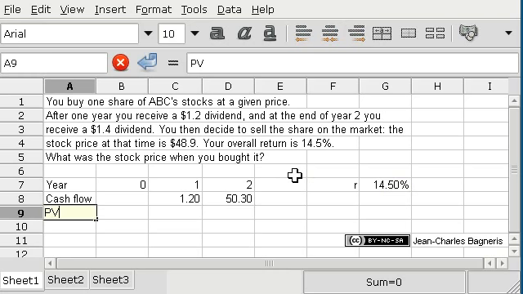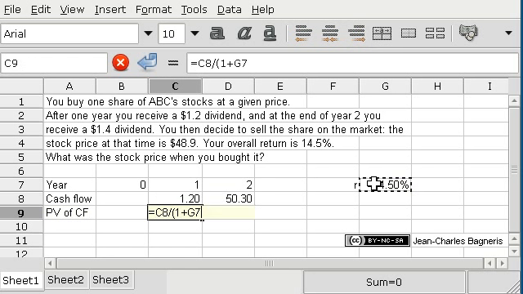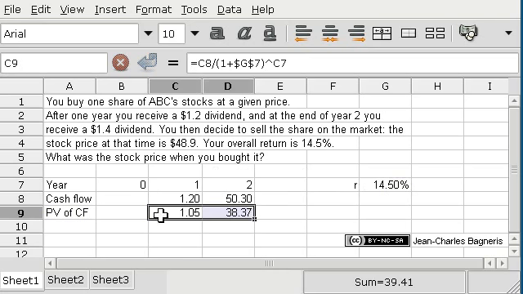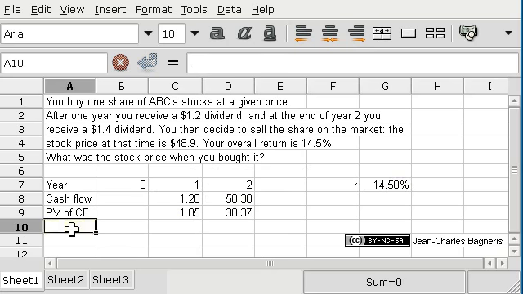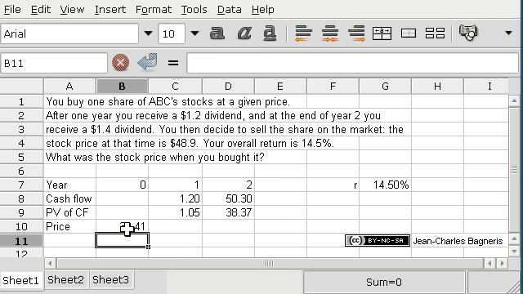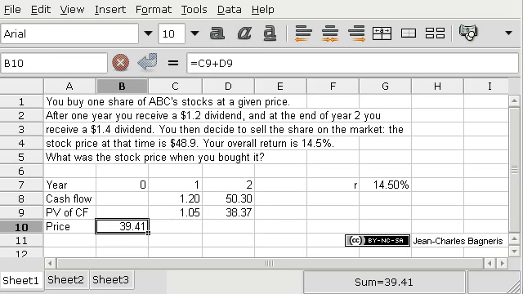Then I just have to discount the cash flows. So I take the present value of my cash flows. So here the cash flows divided by 1 plus rate, the power of year number. I do this for the second one and just add the two present values to get the price. So here the price was 39.41.